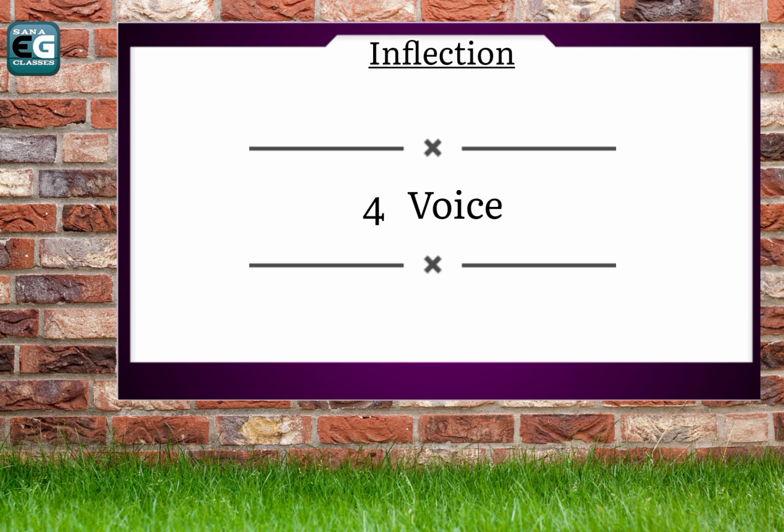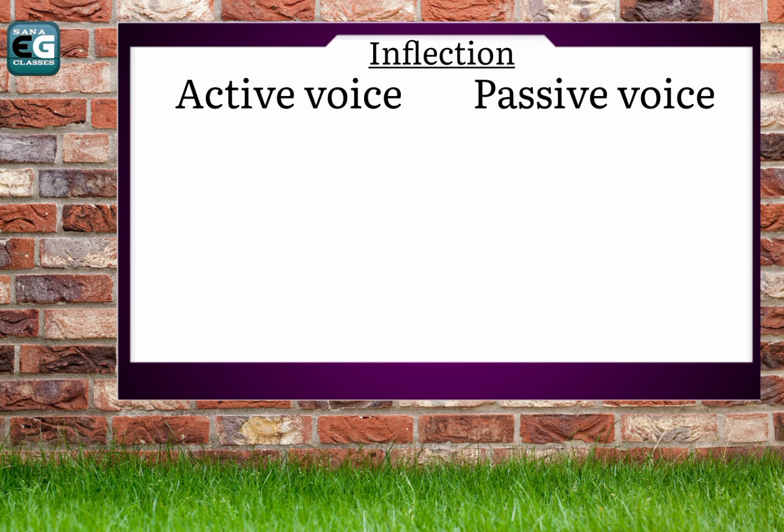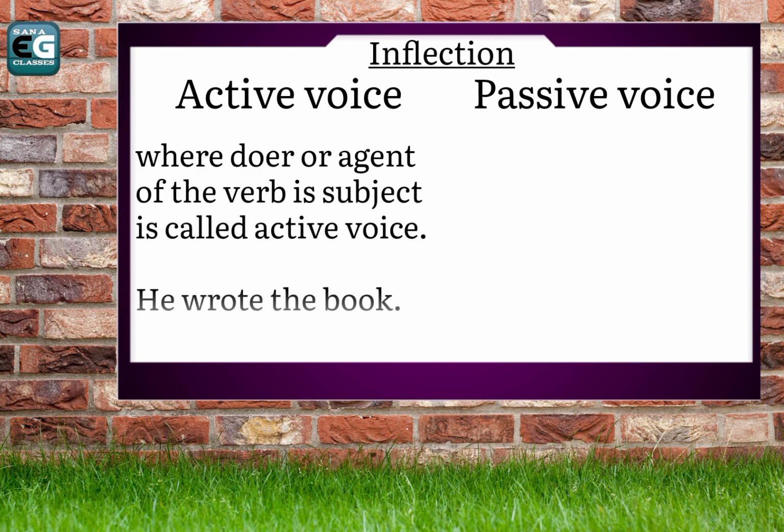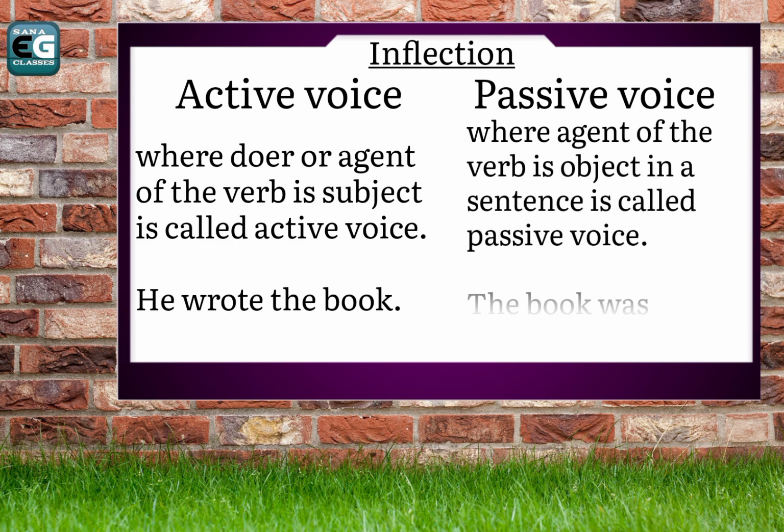Now, the fourth section of the conjugation, voice. There are two voices, active and passive. Active voice, where doer or agent of the verb is subject, is called the active voice. For example, he wrote the book. And on the other hand, passive voice, where agent of the verb is object in a sentence, is called passive voice. For instance, the book was written by him.